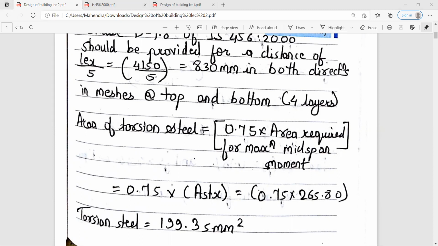So substitute here the value for the AST in the X direction that you have calculated earlier. You got AST as 265.80. From that, how much do you get as the area of the torsional steel? 199.35 mm². So calculate the area for the torsional steel. Area of the torsional steel will be 0.75 into ASTX. Substitute the value of ASTX, you will get the area for the torsional steel.